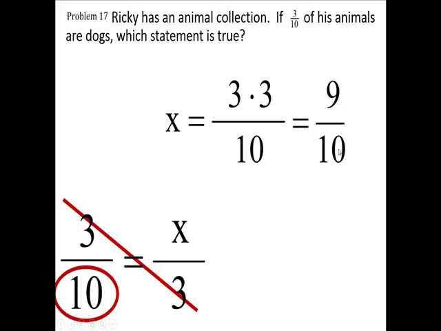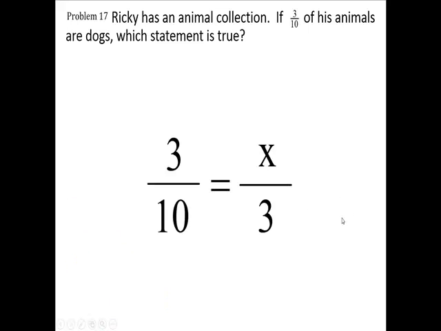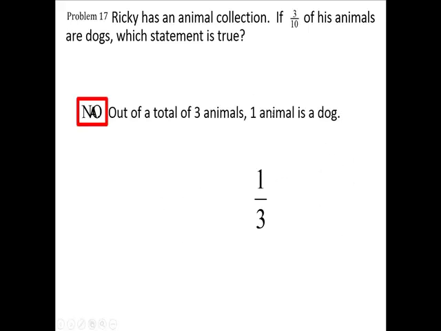Does this equal 1? It's 9/10, isn't it? If you put 9/10 here, is that the same thing as 1/3? No, that's saying that 1 equals 9/10. That's not true. Answer A, 1/3 of the animals are dogs, is not true.